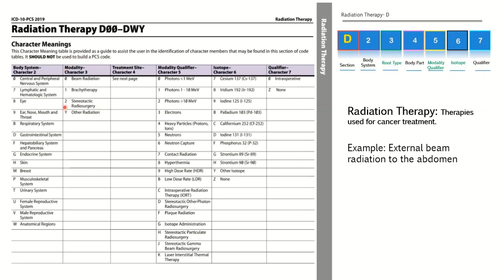This is your third character: beam radiation, brachytherapy, stereotactic radiation, or other therapy. Now, I did call this a root type, but you can also refer to it as a modality. And then your treatment site, you'll see it on the next page. We've got more modality qualifiers.